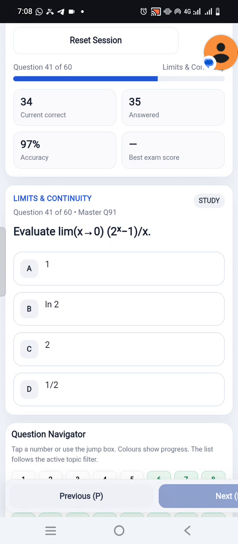When you differentiate these two, you are going to get 2 raised power x times ln 2. That is very straightforward, to be candid. Then when you do 2 raised power 0, you are going to get 1. That is times ln 2. So you can use your L'Hopital, it's faster.